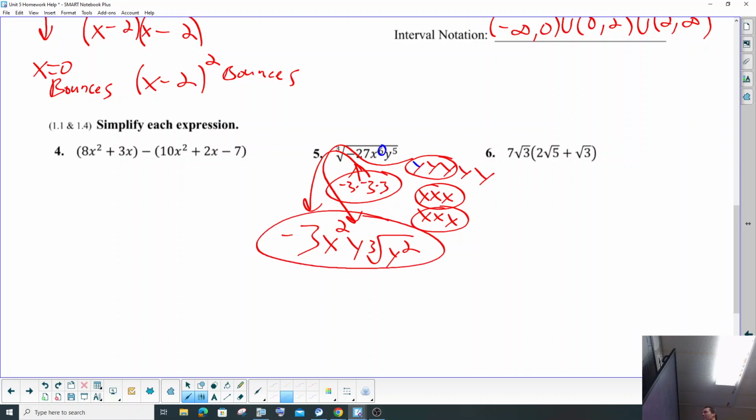Nice. Don't forget to distribute the negative through. Radicals multiply with radicals. Whole numbers multiply with whole numbers.